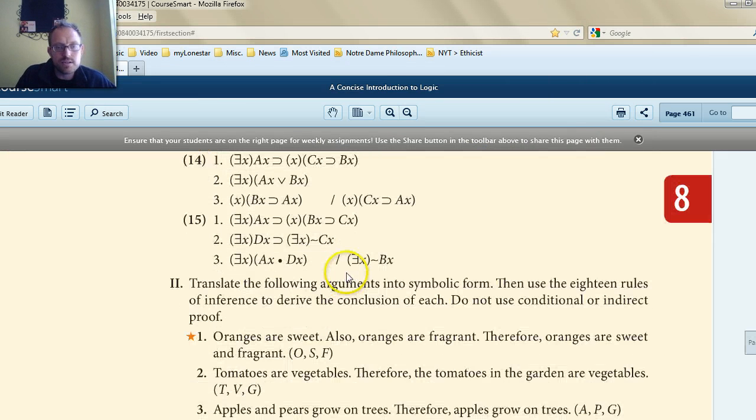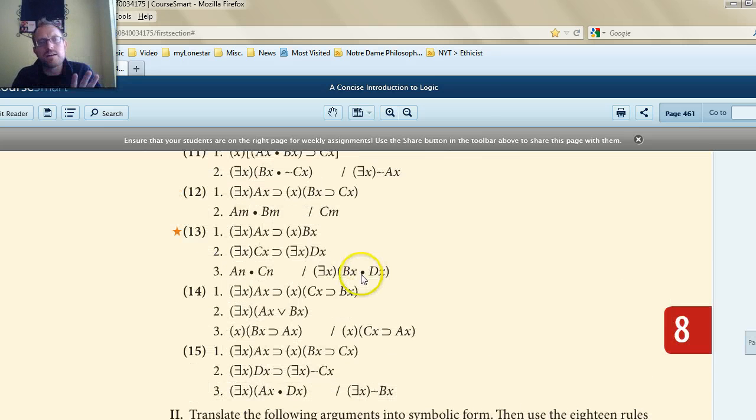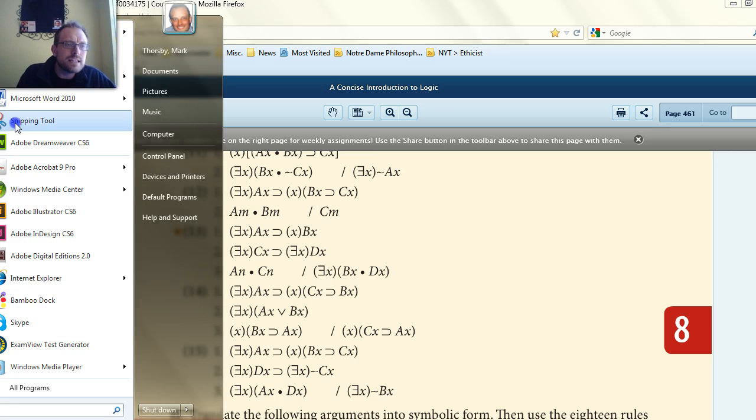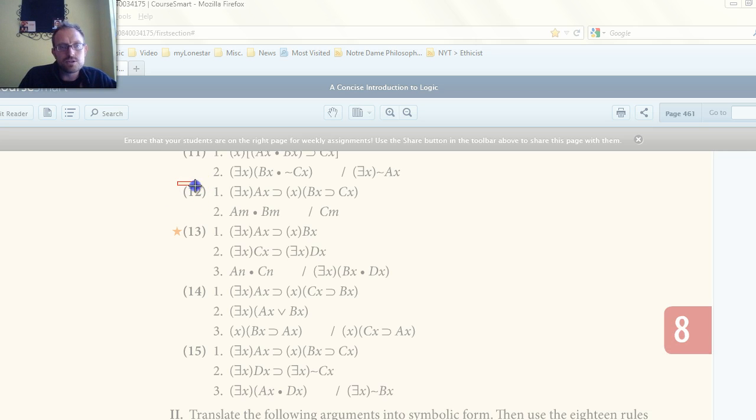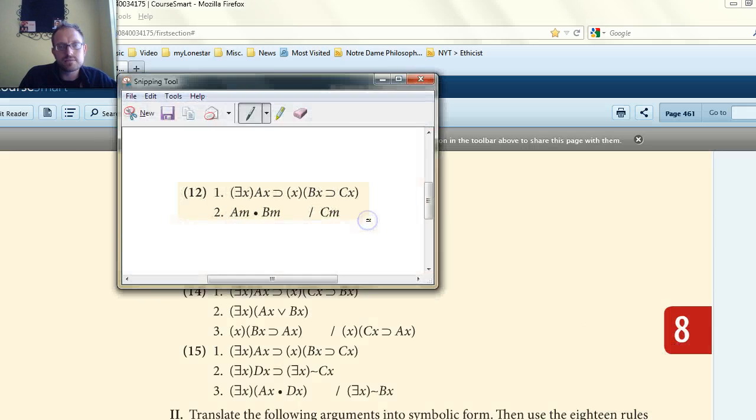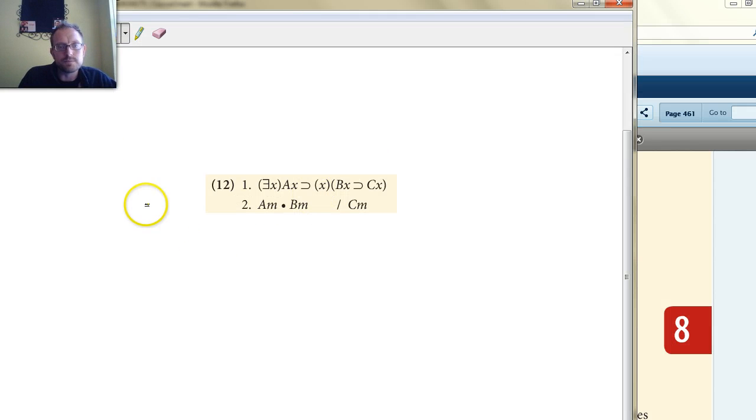Let's do... These are translation problems. I'm not going to focus too much on translation problems, mainly because most of the time I really want you to learn the mechanics of doing the symbolic work. I'm not one to be as worried with those other problems. Let's do problem 12, right? Okay, let's take a look at this problem.